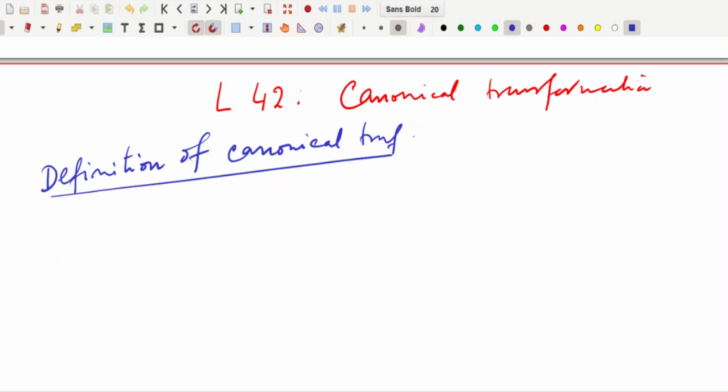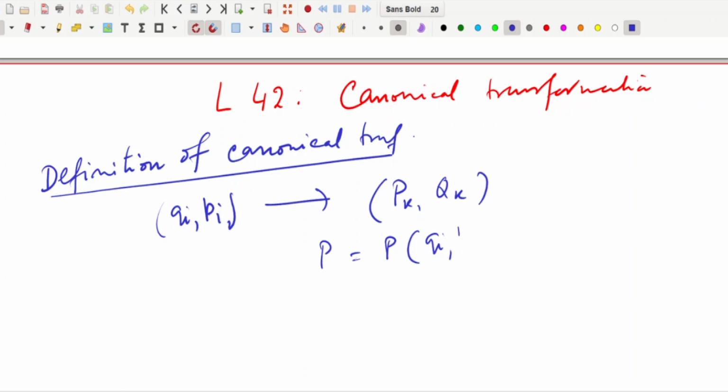So, definition of canonical transformation. A transformation between an old set of variables qi, pi to a new set of variables capital Q, capital P, K, where these capital P's are functions of the old canonical variables. Now, not only the coordinates, but the old canonical variables. Capital Q is also there, and there can be many, so you can put an index. Capital Q is also a function of qi, pi, and t.